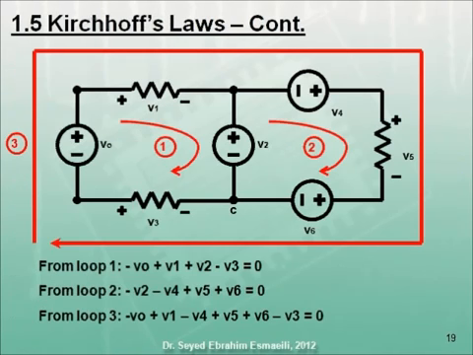For this circuit, applying KVL on loop 1, we get minus V0 plus V1 plus V2 minus V3 equals 0. Applying KVL on loop 2, we get minus V2 minus V4 plus V5 plus V6 equals 0. And applying KVL on loop 3, we get minus V0 plus V1 minus V4 plus V5 plus V6 minus V3 equals 0.